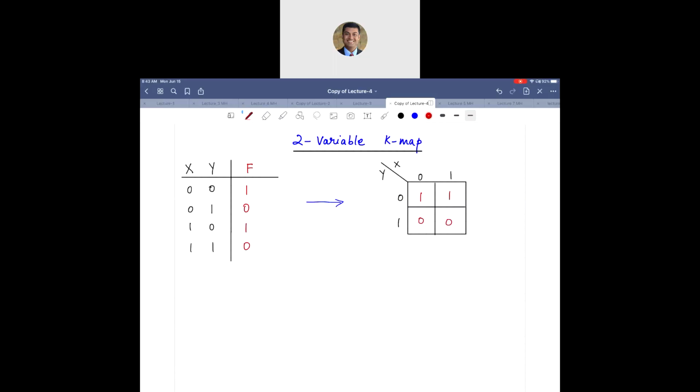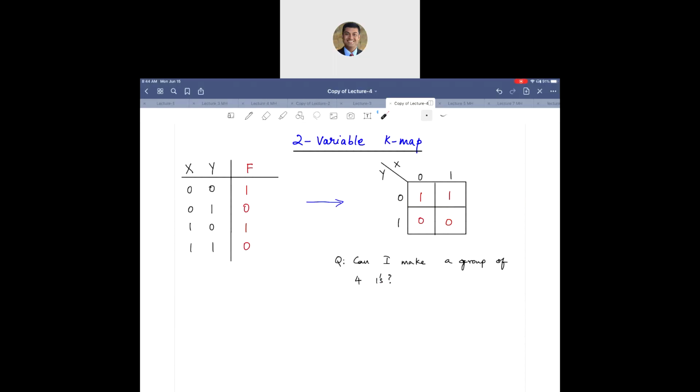Now the first question you ask is, question 1, can I make a group of four ones? Now the question is, why did I stop at 4 ones? Well, because the biggest group of ones you can make is 4. So I have to stop at 4.